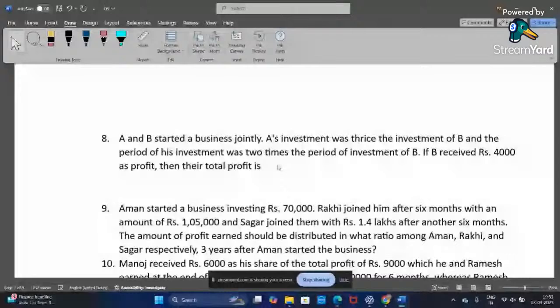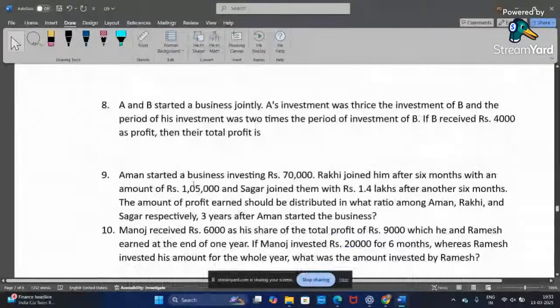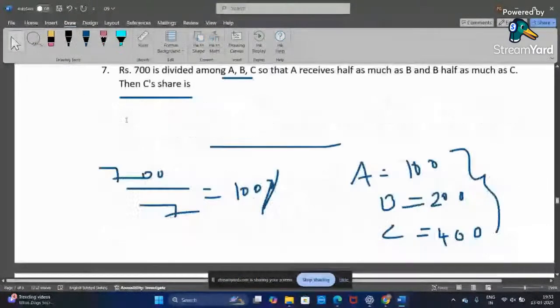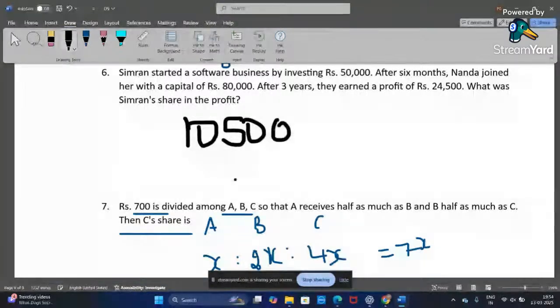Okay. Take these questions and solve them. I'll tell the answer for the sixth one. The answer will be, we have to find Simran's share, right? The Simran share will be 10,500. Okay. This should be your answer.